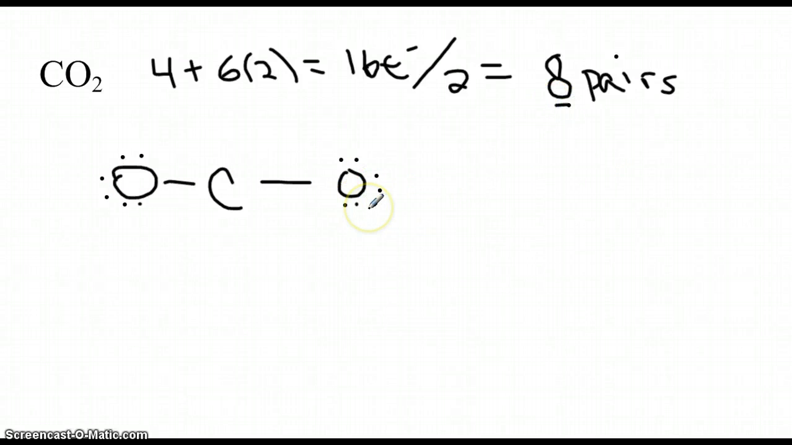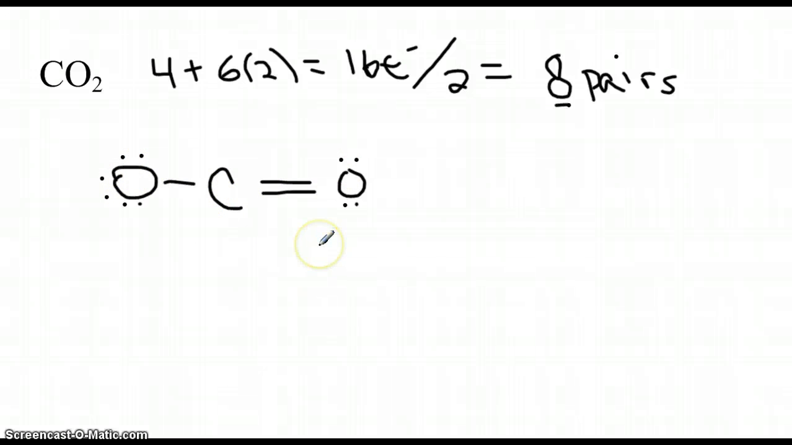However, we need to go back and double check. Does the central atom have 8 valence electrons? And in this case, it does not. So what we're going to do is remove a pair from the outside of the oxygen, and add that pair back. So the oxygen still has that pair, but now it's sharing with the carbon. We still are using only 8 pairs. 1, 2, 3, 4, 5, 6, 7, 8.